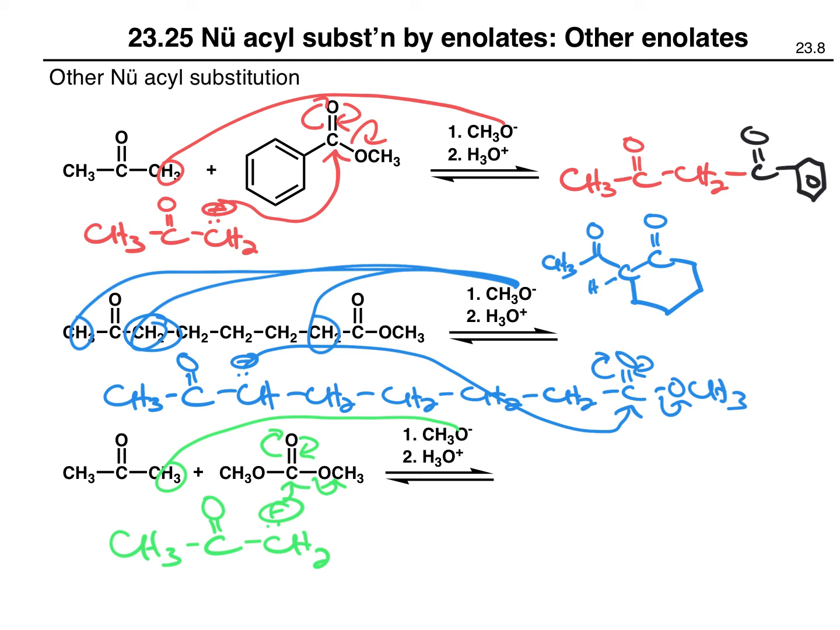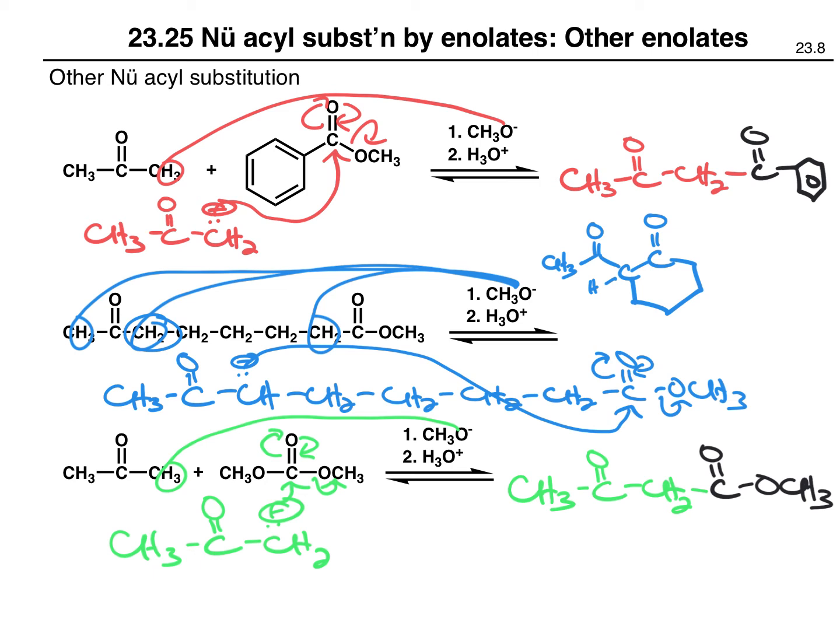So what we end up with is the CH3 C double bond O CH2 connected to the C double bond O O CH3. So in these cases, we made a beta diketone, and in this case, we made a beta keto ester, which once again could be used in the acetoacetic ester synthesis. So we are finding more ways to make some of the starting materials for other types of synthetic sequences.